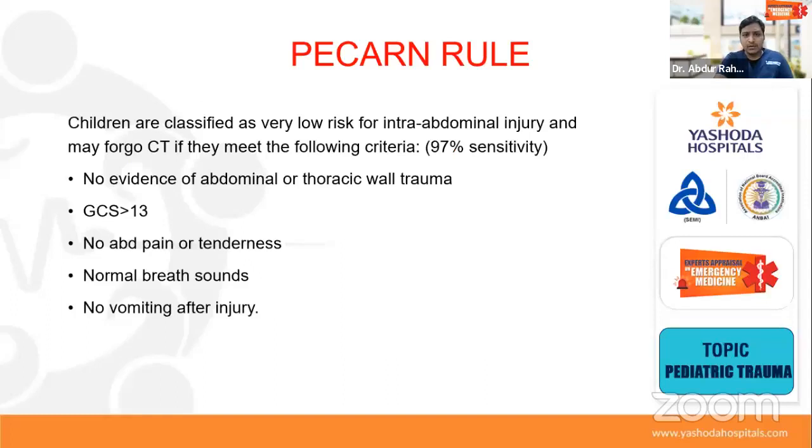This is the PECARN rule, Pediatric Emergency Care Applied Research Network. Children are classified as very low risk for intra-abdominal injury and may forego CT if they meet the following criteria. This PECARN rule has 97% sensitivity. The criteria include no evidence of abdominal or thoracic wall trauma, GCS more than 13, no abdominal pain or tenderness, normal breath sounds, and no vomiting after injury. If all of these criteria are met, then you can forego CT. CT abdomen is not required and not recommended.